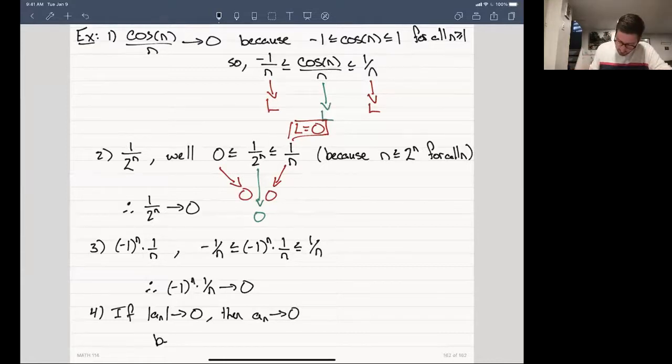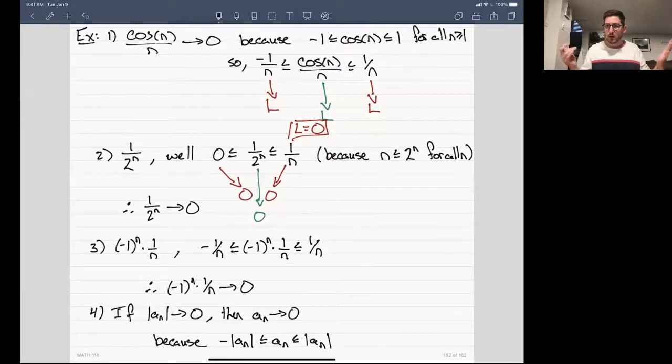And this is just because minus the absolute value of a_n is less than or equal to the sequence itself, which is less than or equal to the absolute value of a_n. And left and right limits are going to 0 by our properties of convergent sequences. And so that wedges the middle piece into 0 as well.